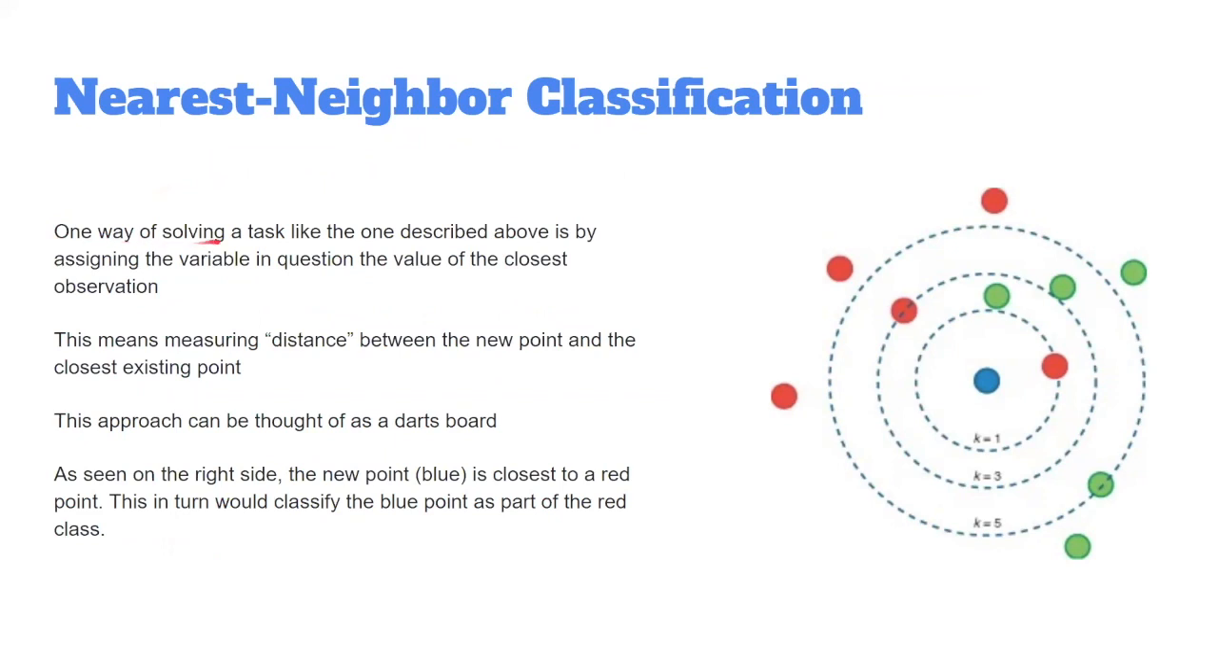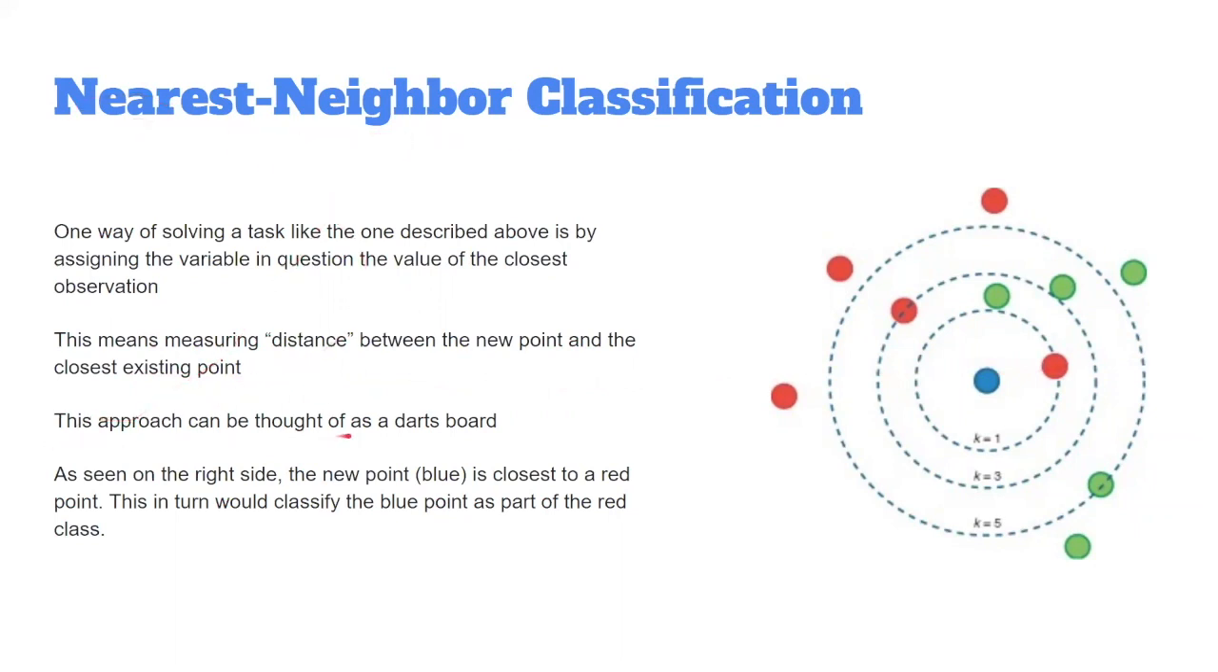One way of solving a task, like the one we just described in the previous slide, is by assigning the variable in question the value of the closest observation. So what does this mean? This means measuring the distance between the new point and the closest existing points, and using that distance to see which point is the nearest neighbor.